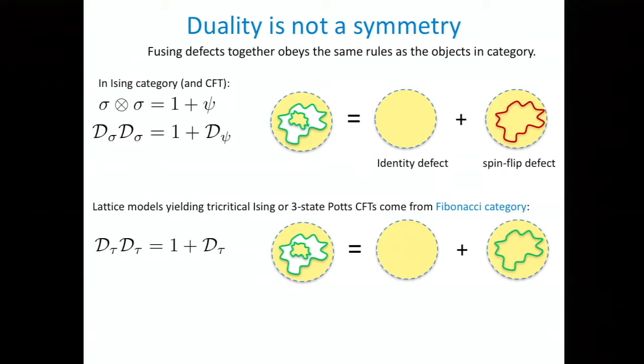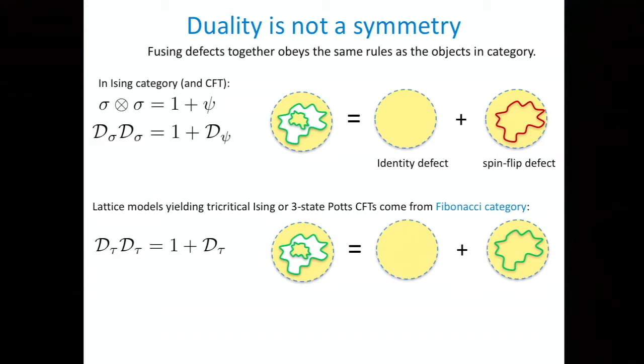There are other ones too. Even though my main example is Ising, you can do this for any of these models, and a famous one is the Fibonacci category. One thing to emphasize: for a given CFT, there are often multiple lattice models that give you the same CFT, and this is one of them.